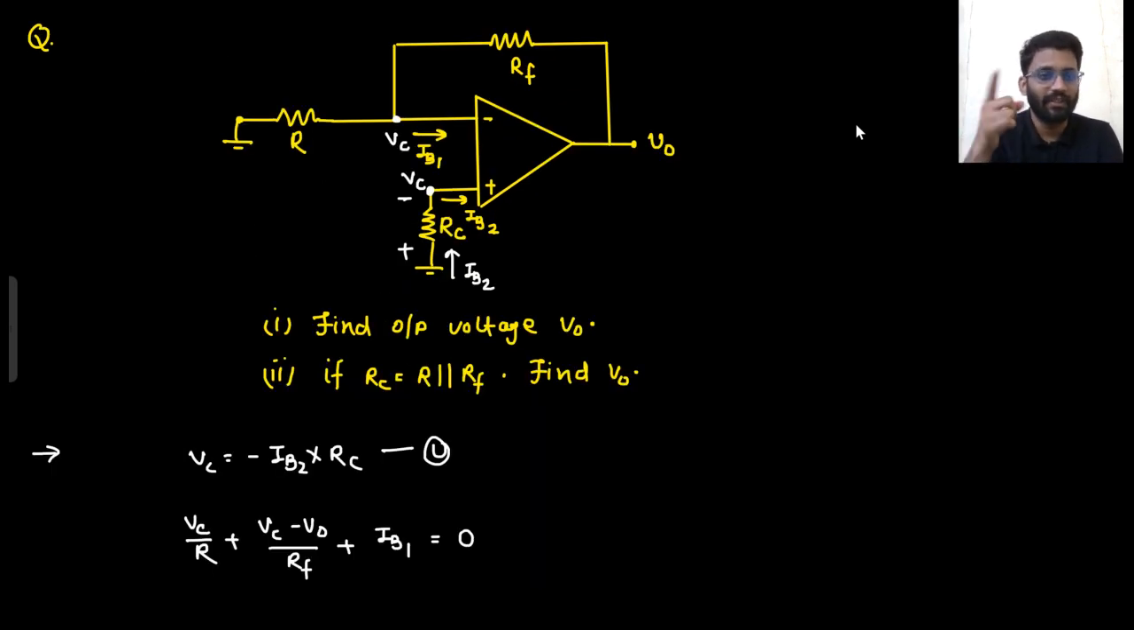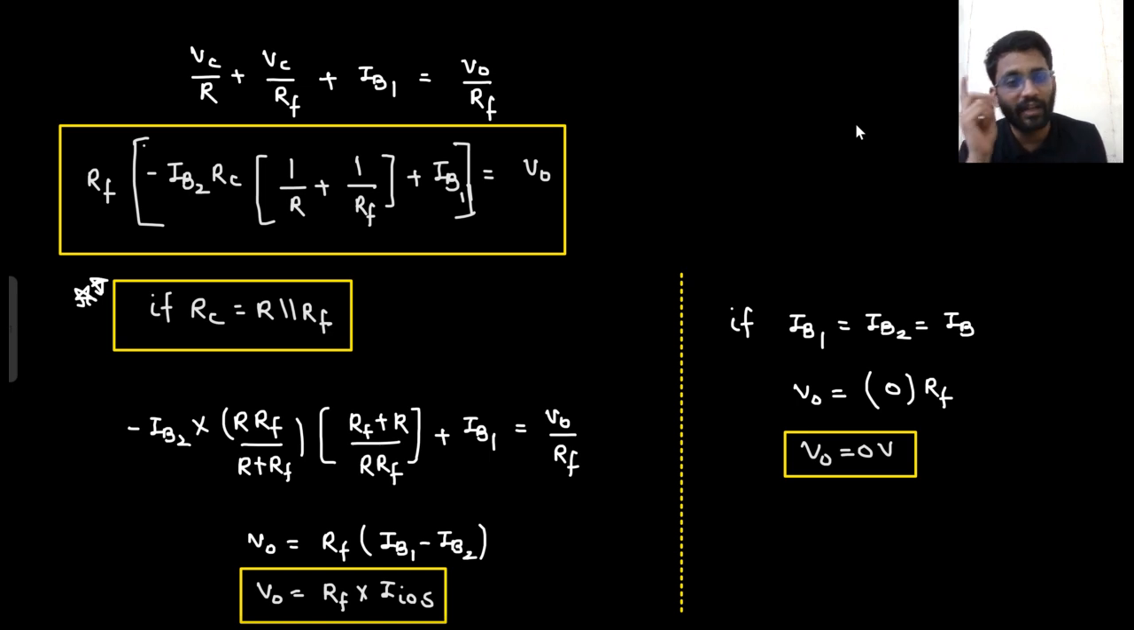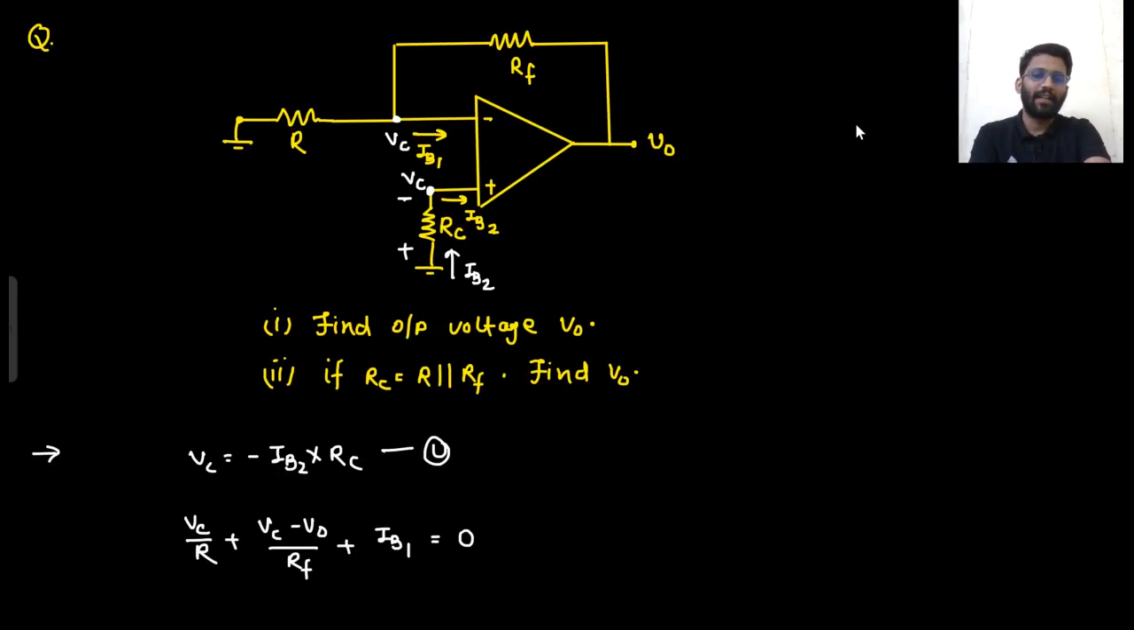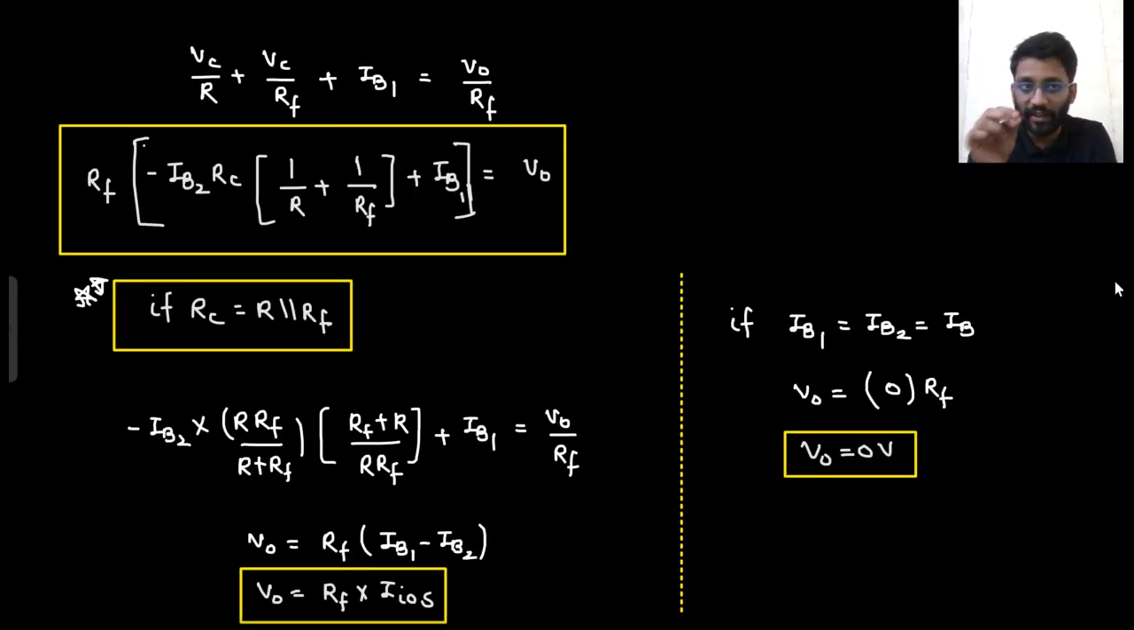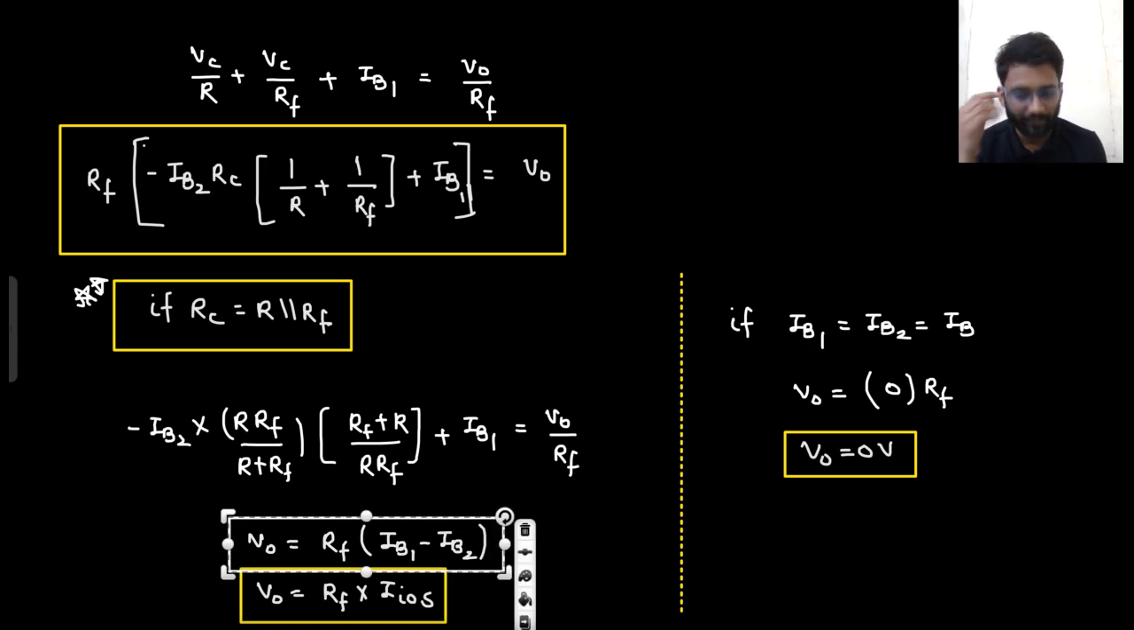But now if the compensation resistance RC is connected, initially we don't know this value, we just put it as RC, the compensation resistance. Then we got to know that if RC is R parallel with RF, the parallel combination of these two, then your output voltage will be very, very low. It will be IB1 minus IB2 into RF. This should also be highlighted. It would be IB1 minus IB2 into RF.